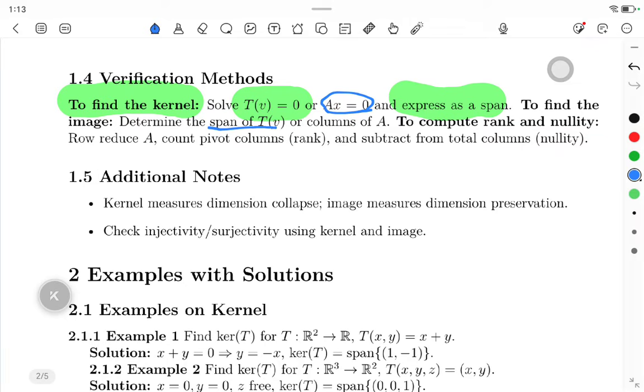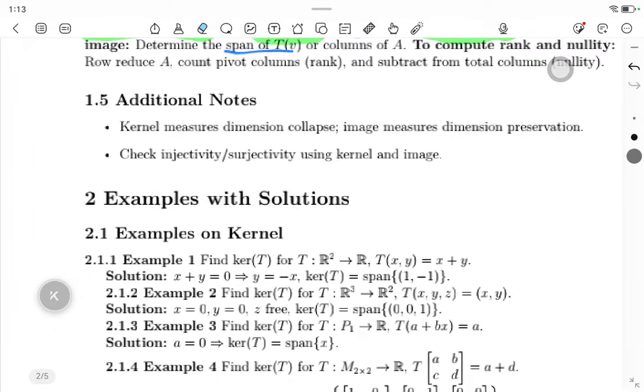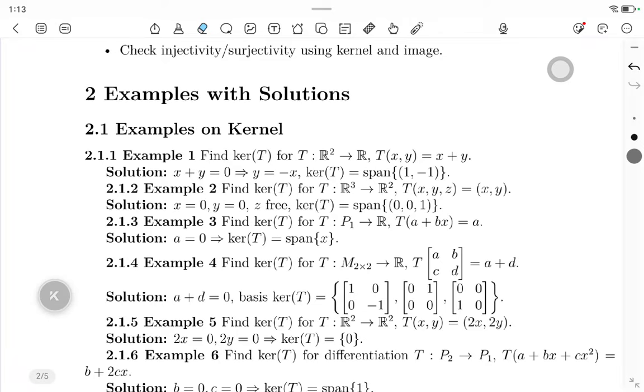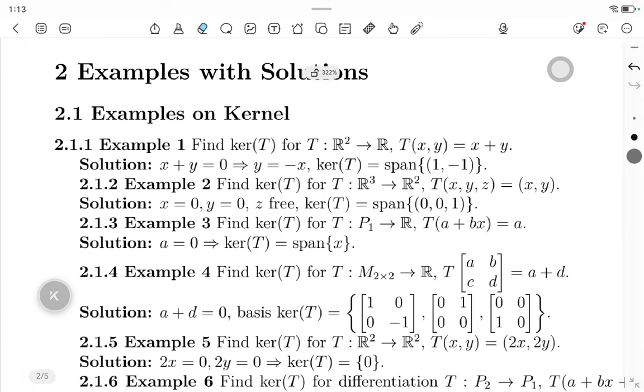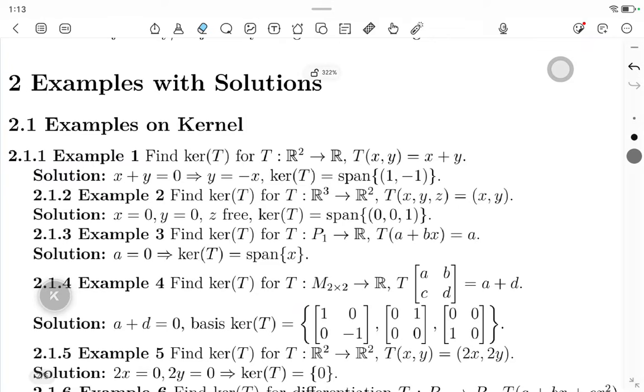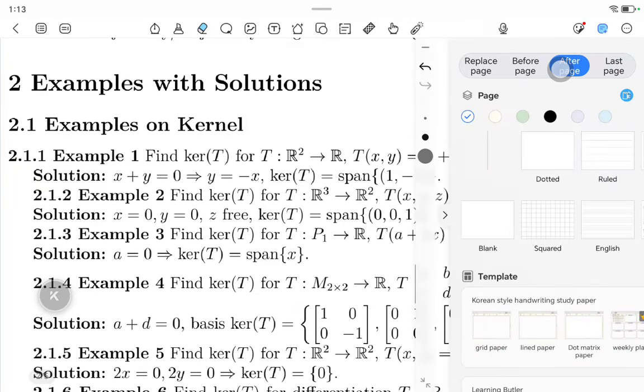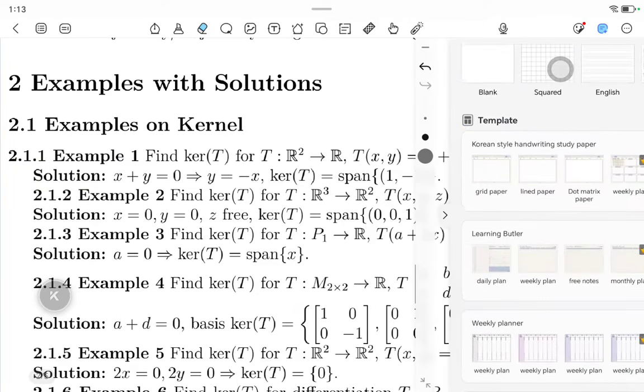Now, to compute rank and nullity, we'll look at these ones of matrices, but for now, I'll show you how you compute rank and nullity using this method, right? Rank and nullity. So, let's see. We have example 1. Example 1, I just included this to give you a clue of what's happening. But then let me just create a page and then I'll show you how you answer a question like this.